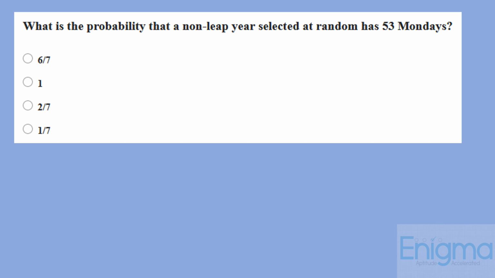What is the probability that a non-leap year selected at random has 53 Mondays? Now, a non-leap year has 365 days. That means it has 52 weeks and one extra day. Now, that means there are 52 Mondays for sure, and depending on whether this extra day is a Monday or not, we will get 53 Mondays or not.